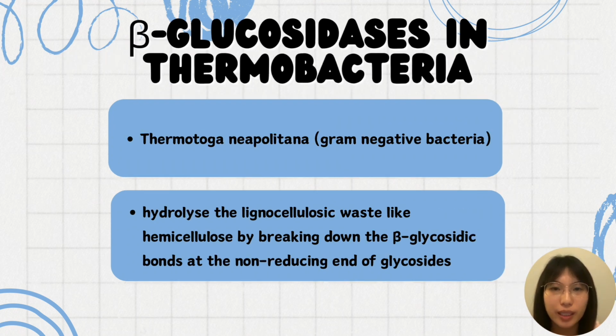Dictyoglomus neapolitana is a gram-negative bacteria. It can hydrolyze cellulosic waste like hemicellulose by breaking down the beta-glycosidic bonds at the non-reducing end of glycoside.